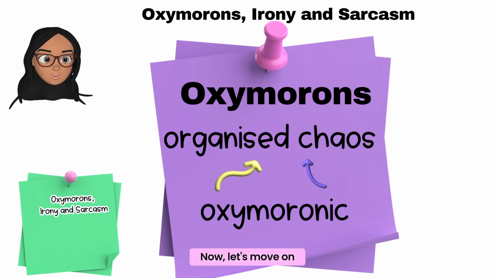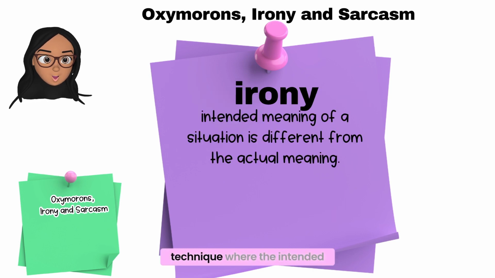Now, let's move on to irony. Irony is a literary technique where the intended meaning of a situation is different from the actual meaning. It often involves a contrast between what is expected and what actually happens. Irony can be found in various forms of writing, from literature to everyday conversations.